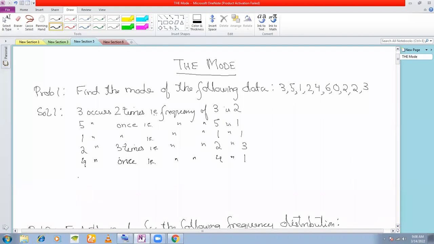Next, if you see 6, 6 occurs only once. That is, frequency of 6 is 1. Okay. 0 occurs only once. That is, frequency of 0 is 1. Okay. 3 occurs twice. We have already written that, right? So this covers all the numbers. So if you see, 2 occurs the highest number of times, that is 3 times. So here 2 has the highest frequency.